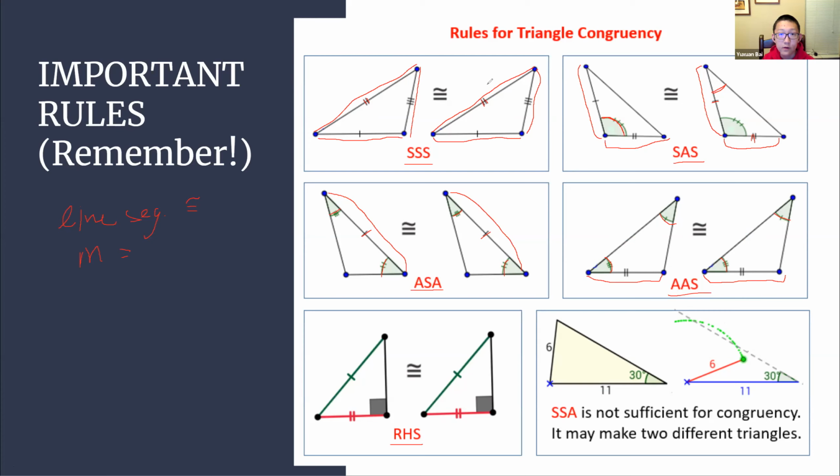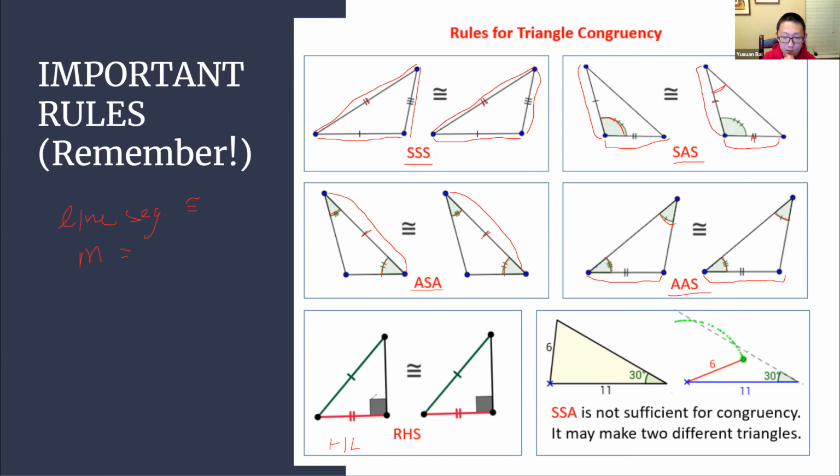And finally, one special one is what they call RHS, which basically you don't need to remember the name for this one. There's a lot of names it goes by. Sometimes it goes by HL congruence or otherwise. It's for right triangles only.